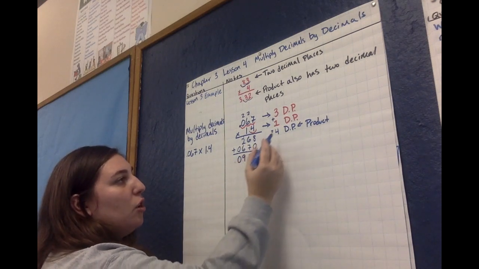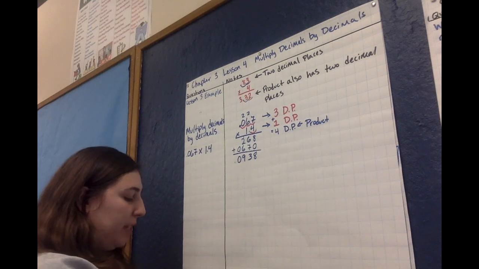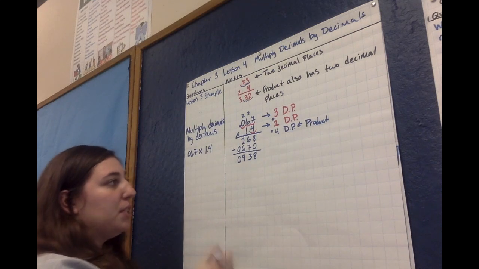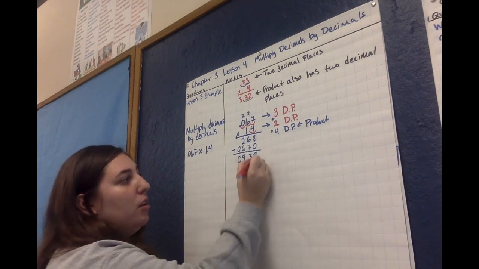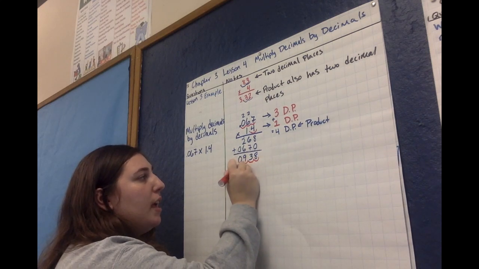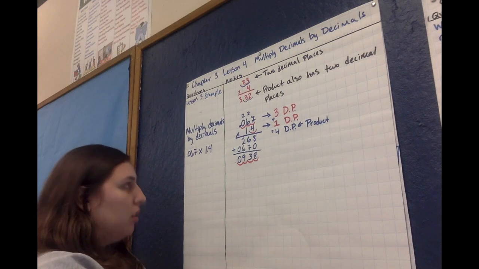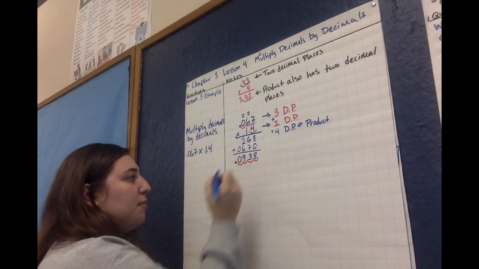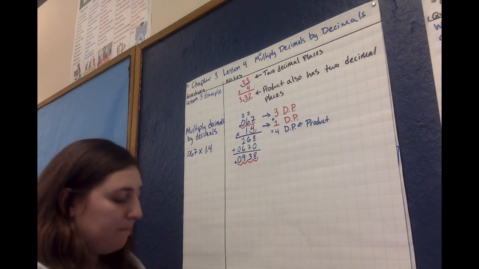Okay, and so my product will have 4 decimal places. So I'm going to count the jumps again. I'm going to see where I should put my decimal. So if I start on this side, it's going to have 1, 2, 3, and 4. So I'm going to put my decimal place right there. Okay.